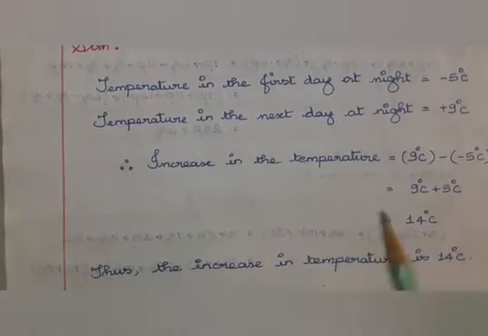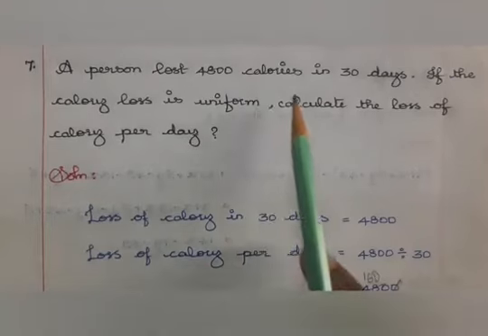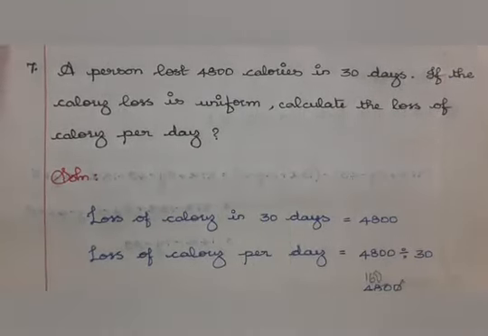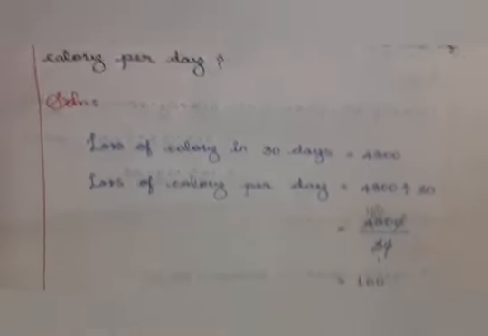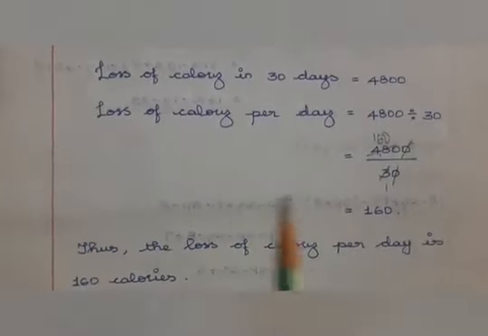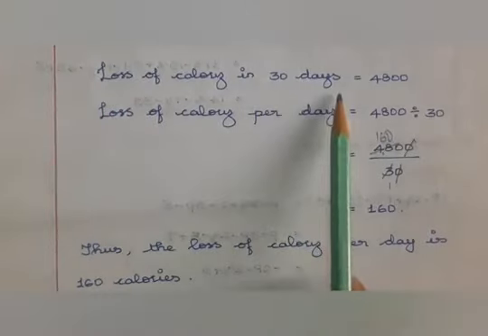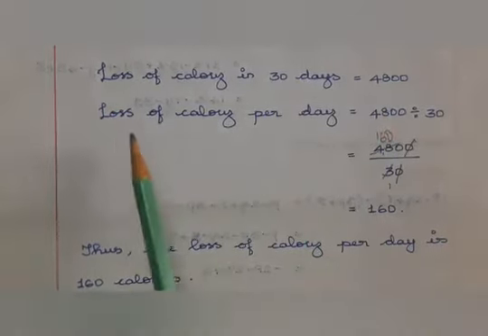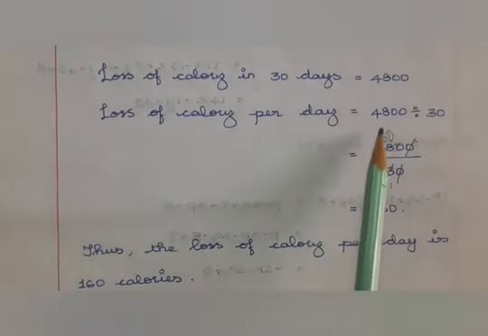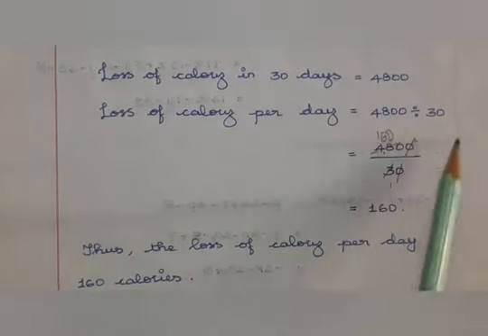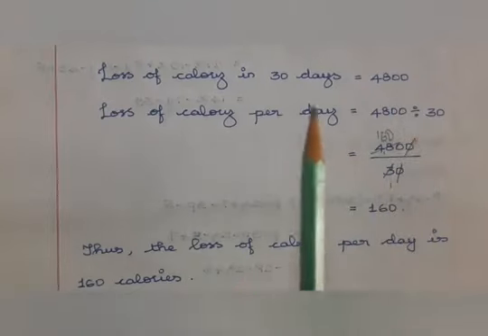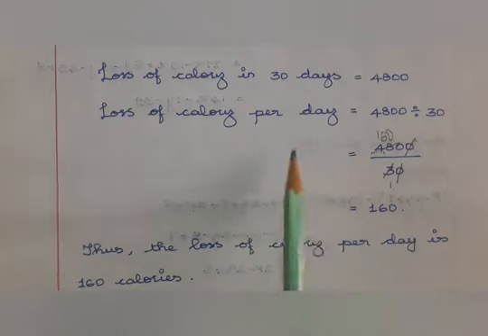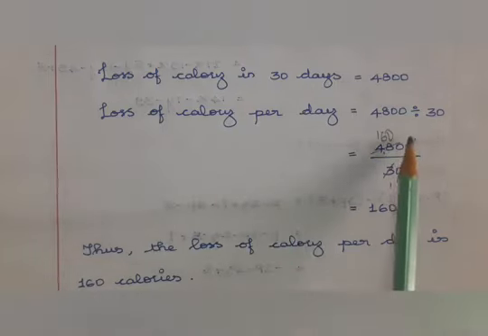Clear? Yes. A person lost 4800 calories in 30 days. If the calorie loss is uniform, calculate the loss of calorie per day. So now we are going to find the loss per day. In 30 days they have lost 4800 calories. Loss of calorie per day is equal to 4800 divided by 30. I have said, if they have given per and asking many, you have to multiply. If they are giving many and asking per, you have to divide.